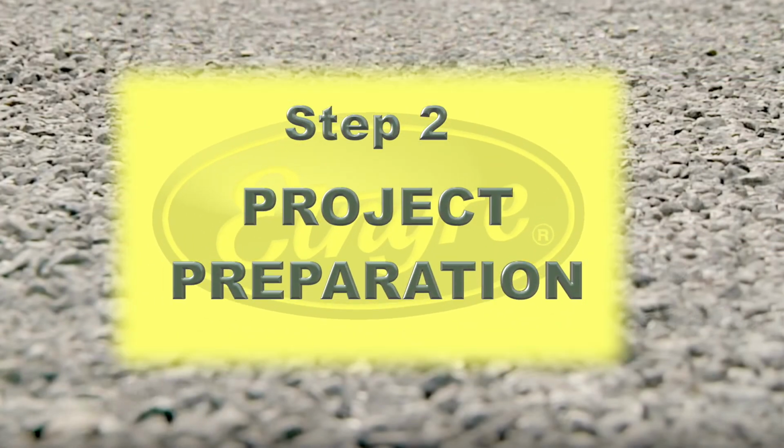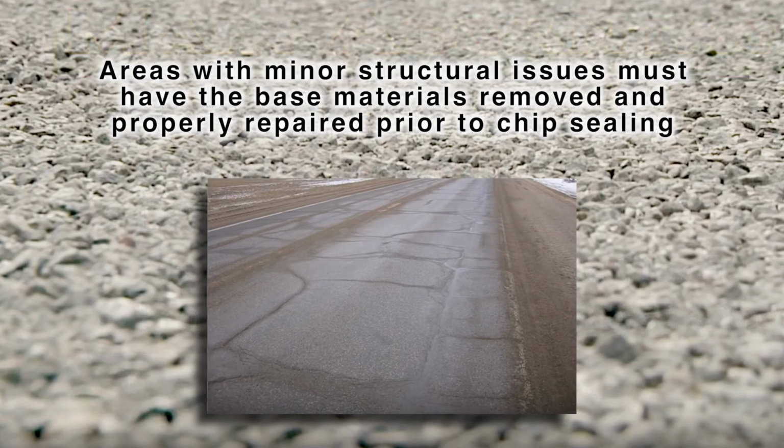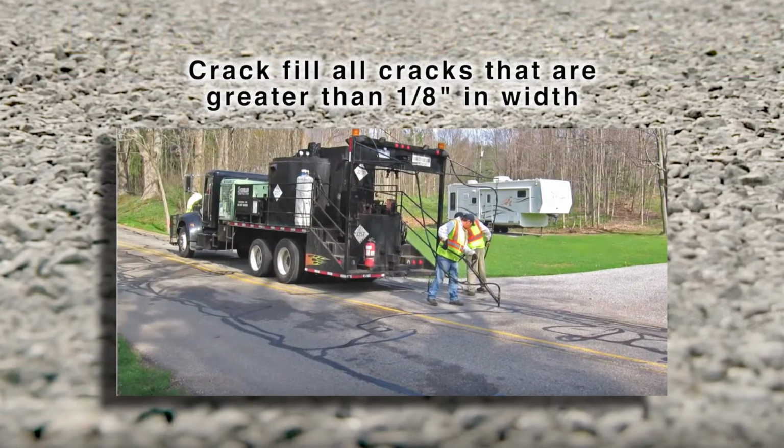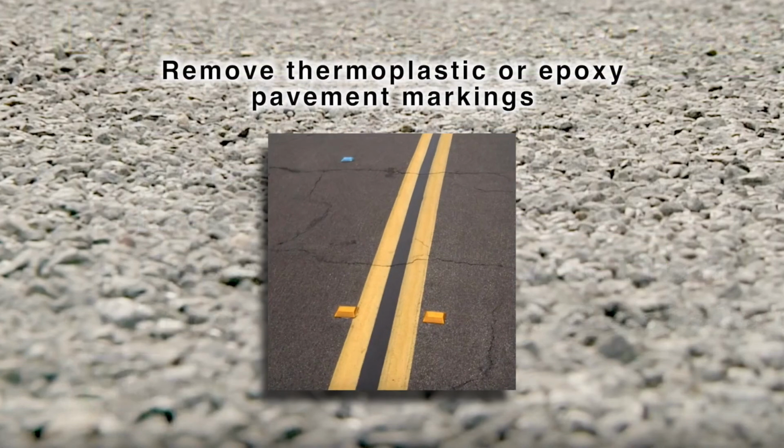Step 2. Project preparation. Areas with minor structural issues must have the base materials removed and properly repaired prior to chip sealing. Crack fill all cracks that are greater than 1/8 of an inch in width. Remove thermoplastic or epoxy pavement markings.